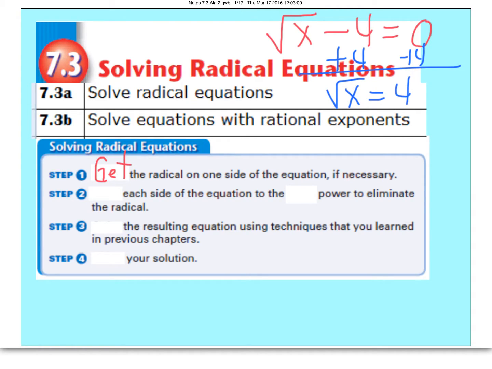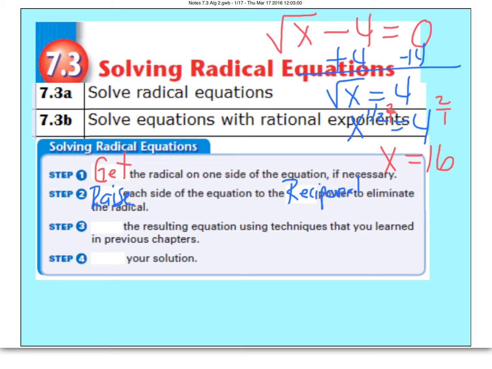Step 2 is going to be raise each side of the equation to the, I'm going to say reciprocal power, and I'll show you what I mean by that, to eliminate the radical. So the square root of x is the same as x to the 1/2 power equals 4. So to get rid of the 1/2, I would do the reciprocal of that, which is 2 over 1. So I'm going to do 2 over 1 here, and 2 over 1 over here. That would leave us with x equals 4 squared, which is 16.